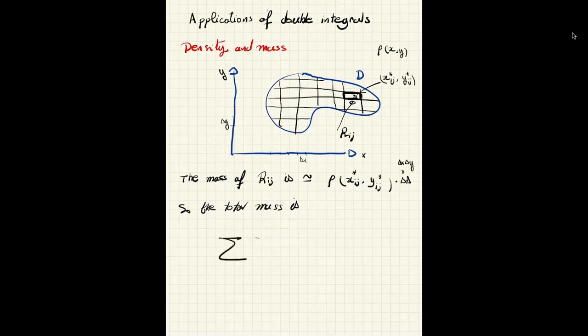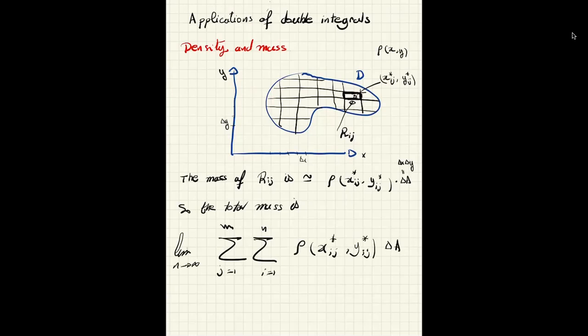It's the sum from i to n and from j equal to 1 to m of all these small rectangles, right? Delta i, delta A. And if you remember, you take the limit, because the smaller the rectangles, the better the approximation. The function is always assumed to be continuous, right?